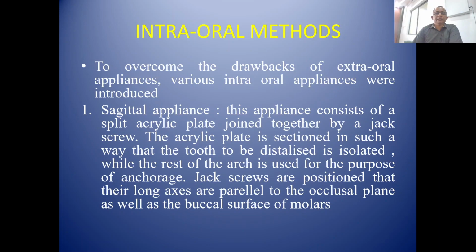Sagittal appliance. This appliance consists of a split acrylic plate joined together by a jackscrew. The acrylic plate is sectioned in such a way that the tooth to be distalized is isolated, while the rest of the arch is used for the purpose of anchorage. Jackscrews are positioned so that their long axes are parallel to the occlusal plane as well as to the buccal surface of the molars.